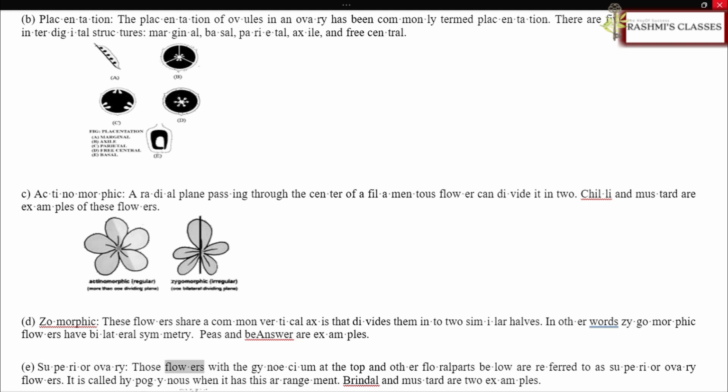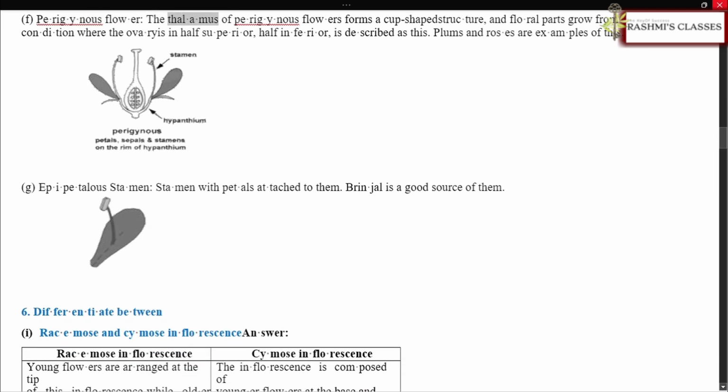Superior ovary. Those flowers with the gynoecium at the top and other floral parts below are referred to as superior ovary flowers. It is called hypogynous when it has this arrangement. Brinjal and mustard are 2 examples. Perigynous flower. The thalamus of perigynous flowers forms a cup-shaped structure, and floral parts grow from the cup's rim. The ovary is half superior, half inferior. Plum and rose are examples of this.